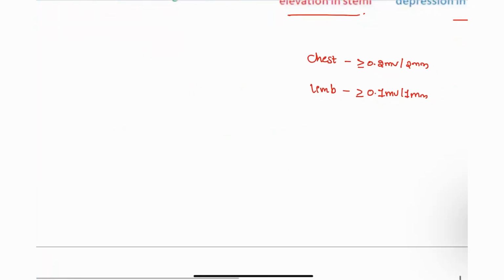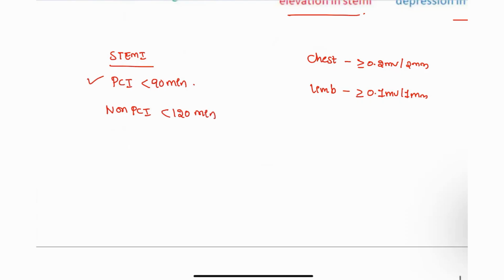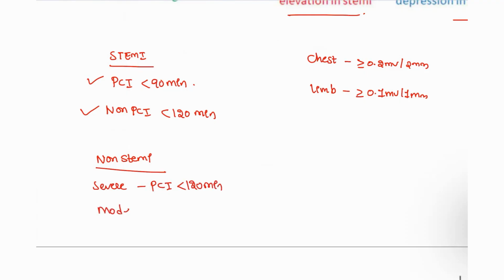Next, what is the treatment protocol that we follow for STEMI patients? For STEMI patients, you have PCI intervention with a door-to-balloon time of less than 90 minutes. If it is a non-PCI center, then it should be within 120 minutes that the patient is given percutaneous coronary intervention. And if they are non-STEMI and in a severe condition, then again PCI should be done in less than 120 minutes. If it is moderate, thrombolysis should be done.